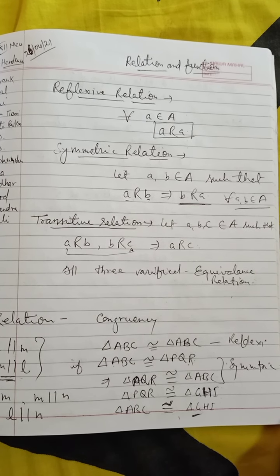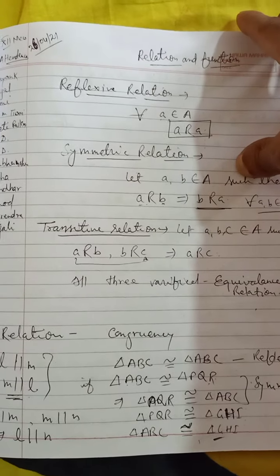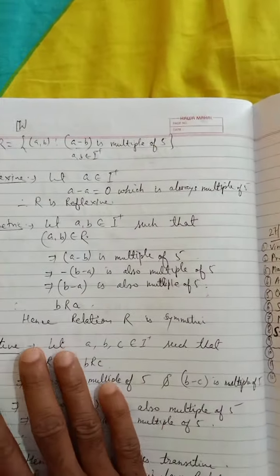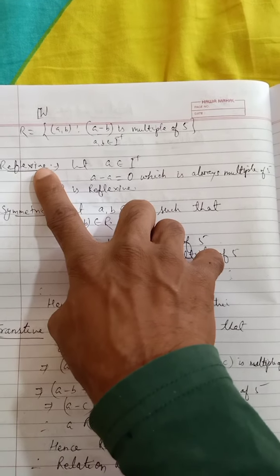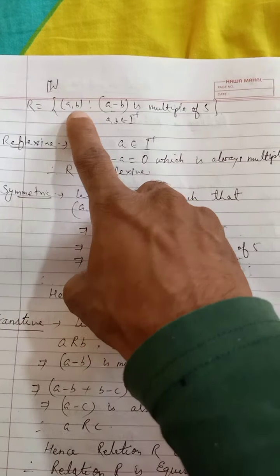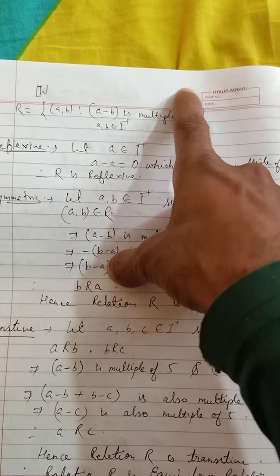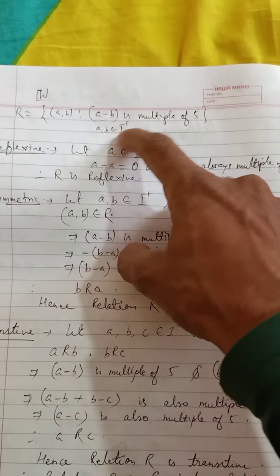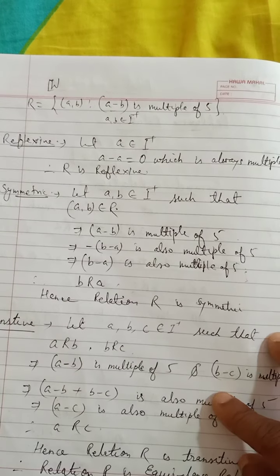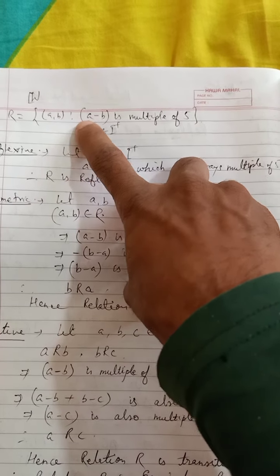Okay, now we take another example. These were the simple examples. Now take one more example. A relation is defined as a R b such that a minus b is a multiple of 5, where a and b both belong to the integers. Okay, integers. So a, b, what is the relation?